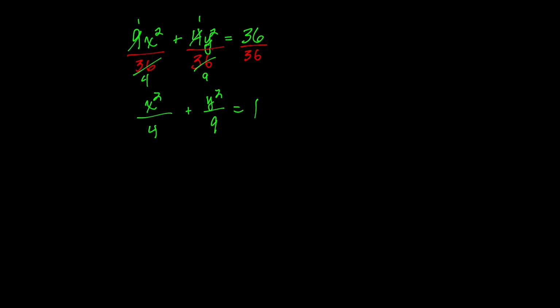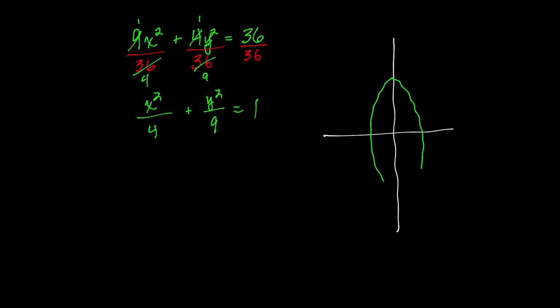So notice also here, the bigger number is underneath the y, so that means the major axis is going to be vertical. It's going to be up and down. So when I go to sketch this, it will sketch like this. I'll draw it more like this. So the oval, or the ellipse, I'm going to call it that, is going to go more like this. So I need to find the vertices, the co-vertices, and the foci, which will be in here somewhere, and the eccentricity. So let's do this.